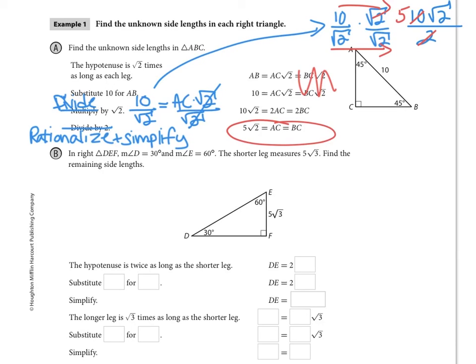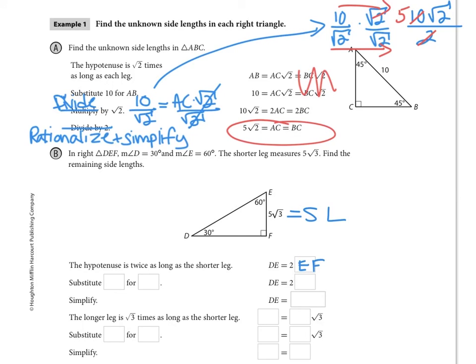In part B, we have example 1, part B, that is now a 30, 60, 90 triangle that we have to begin with. And we have information that we're given. Looks like EF is given to us. And since that's opposite the angle of 30 degrees, we can say that EF, or 5 radical 3, is qualifying as our short leg here. So our hypotenuse is twice as long as the shorter leg. DE is twice the length then of EF.